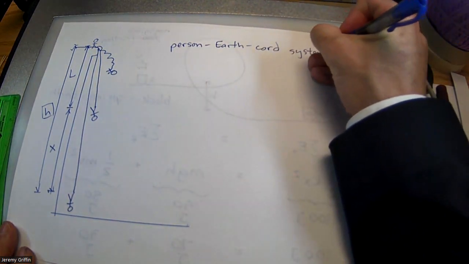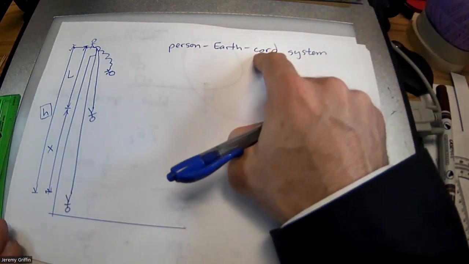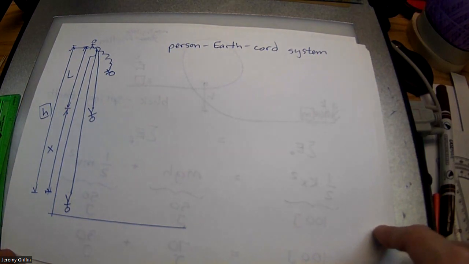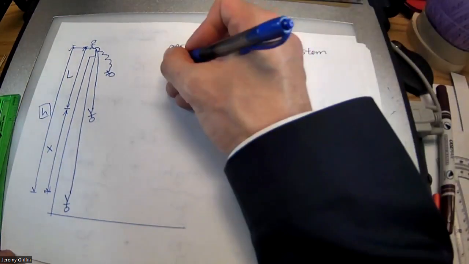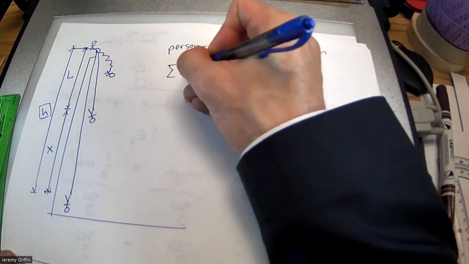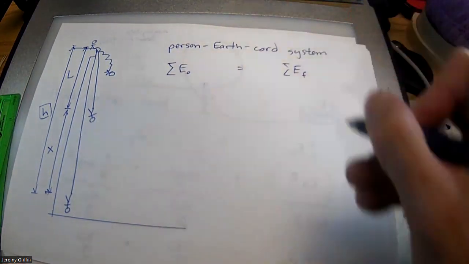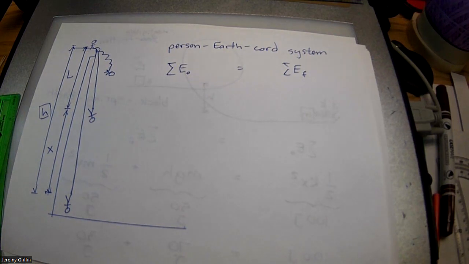Right. So we're going to have a closed system, and let's treat the bungee cord as an ideal spring. Can you guys do that? Can you guys treat the bungee cord as an ideal spring? All right, beat me to the answer here. Sum of energy initial equals sum of energy final. Okay. Set up a conservation of energy equation.